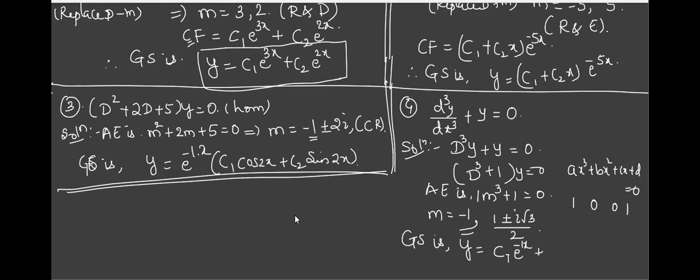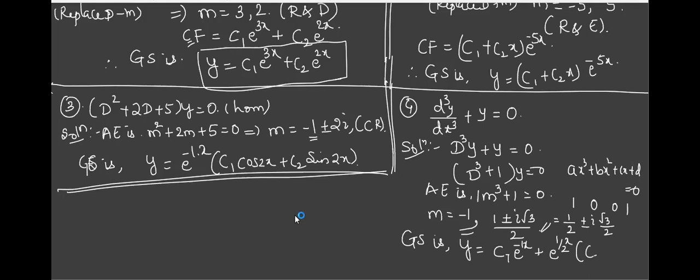Now, what about this? What is the nature? Real or complex? Complex. How do you write for complex? Tell me what is the real part. If you want, write it separately, otherwise you will miss it. Real part is 1 by 2. Imaginary part is root 3 by 2. Tell me now how to write for this. e raised to the power half x.